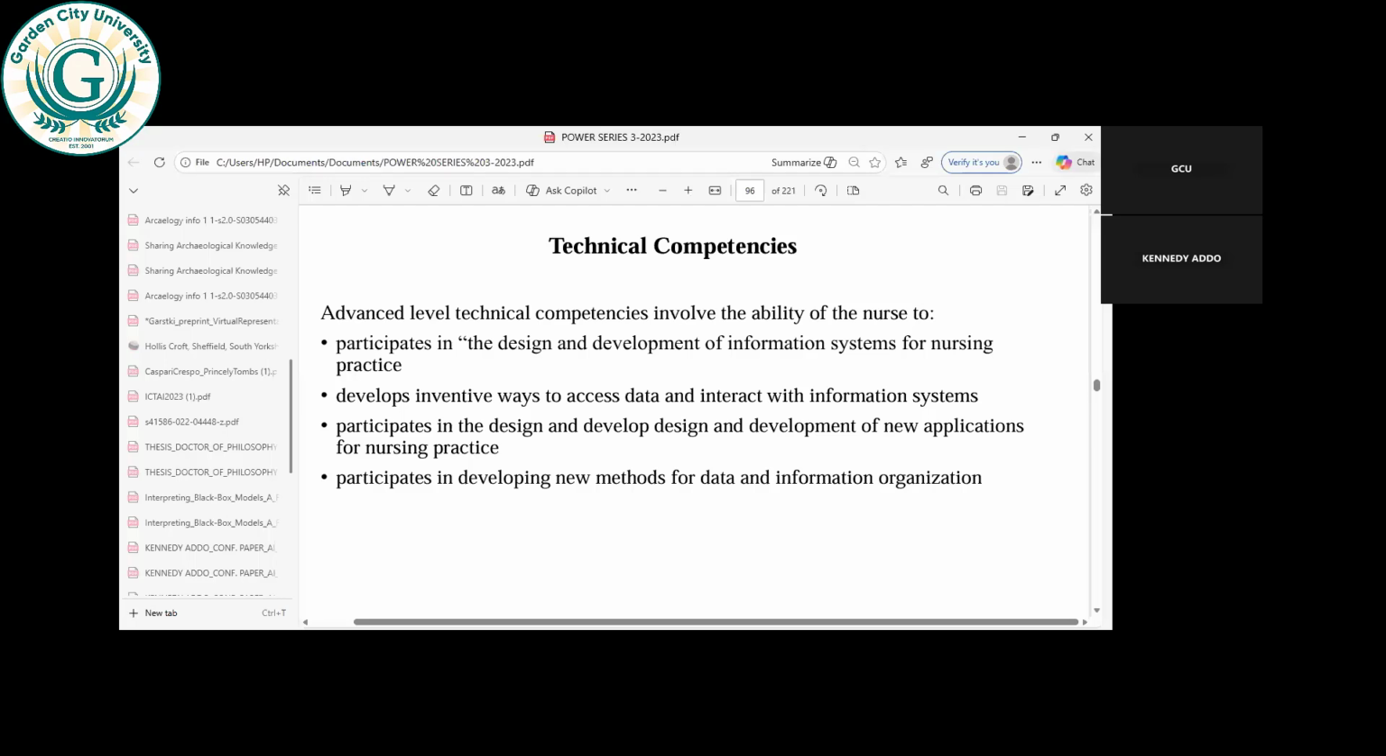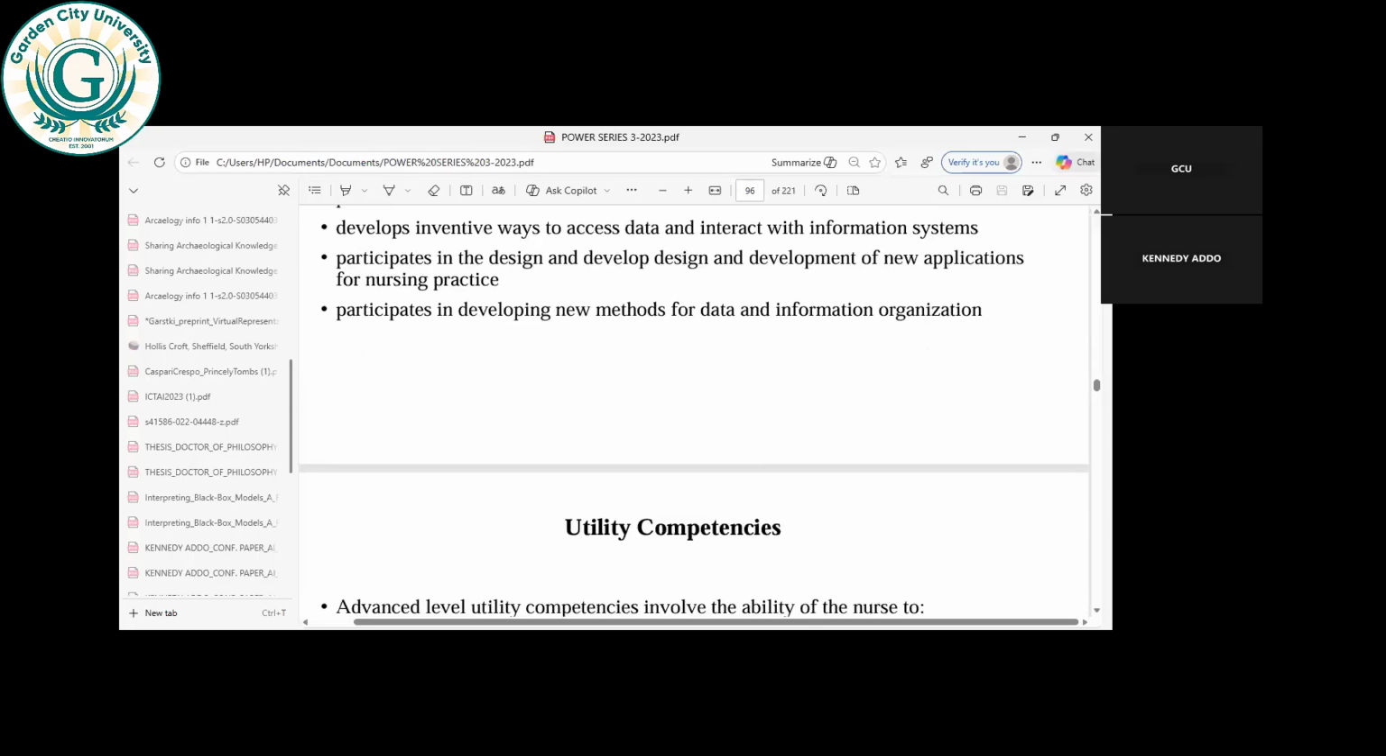Then you participate in developing new methods for data and information organization. I've also made a point about data organization for effective workflow. Once information looks disparate or not well organized, it may affect effective workflow. So you need to make sure that you are deeply involved in this. And that is why when they are doing the restructuring, they need to make sure that they invite the in-charges. They also call the nursing managers so that they will also guide the IT people during the conversion or transition process.